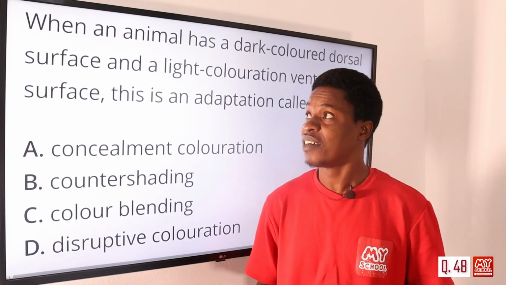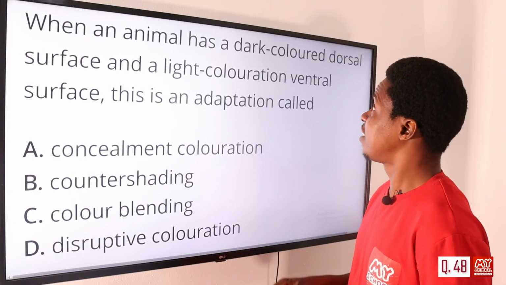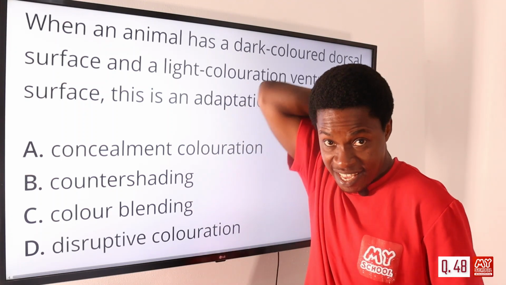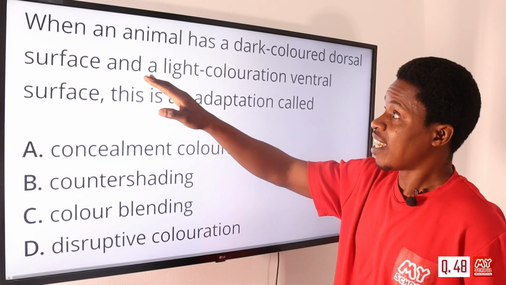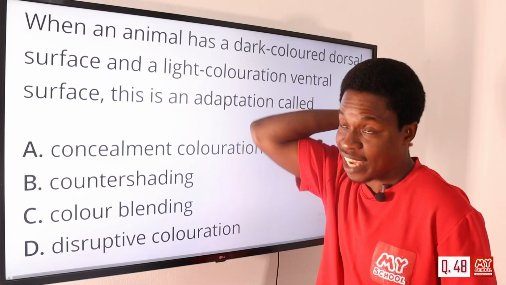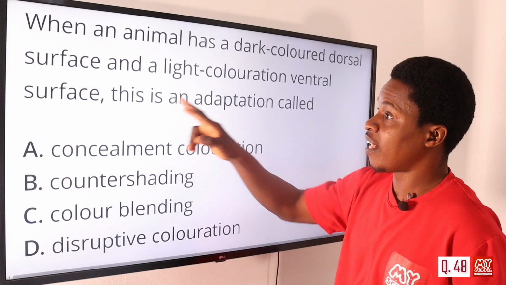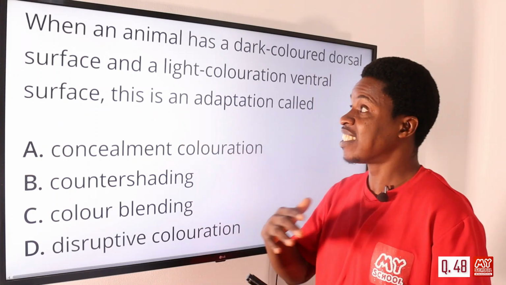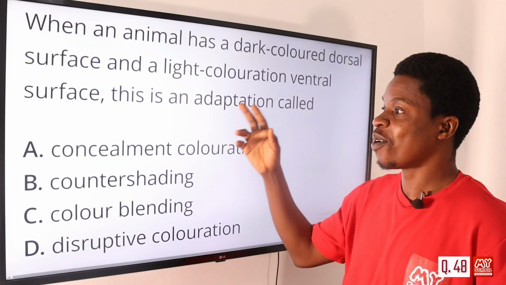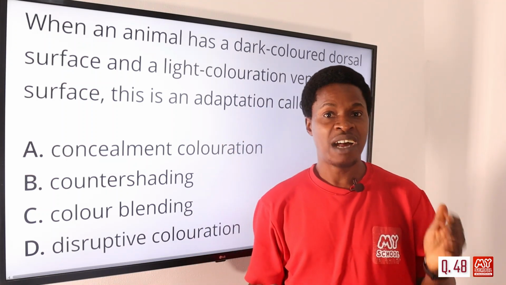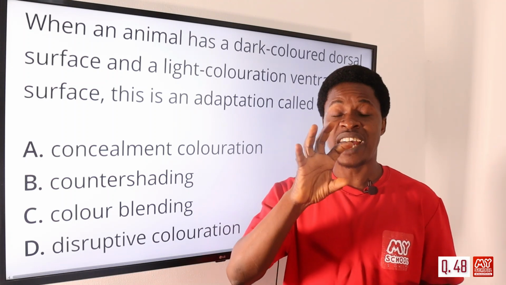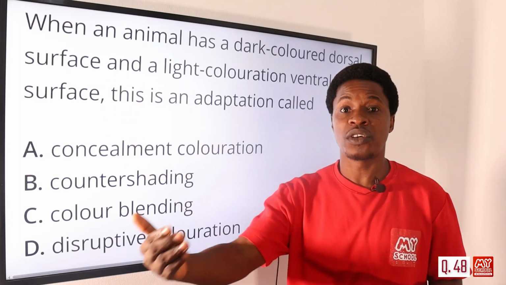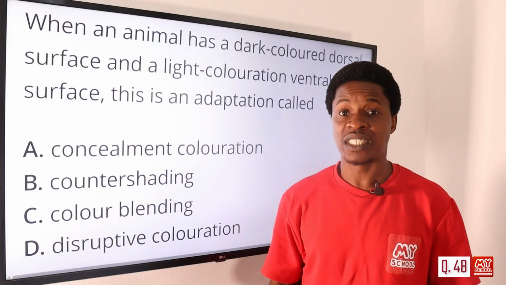Question number 48 now. When an animal has a dark colored dorsal surface, and when we say dorsal, it's just like the back, and a light colored ventral surface, say the tummy side, that adaptation is called counter shading. There's a kind of contrasting color: one part is dark, the other part is light. The fishes in the water actually do that to escape the predators.